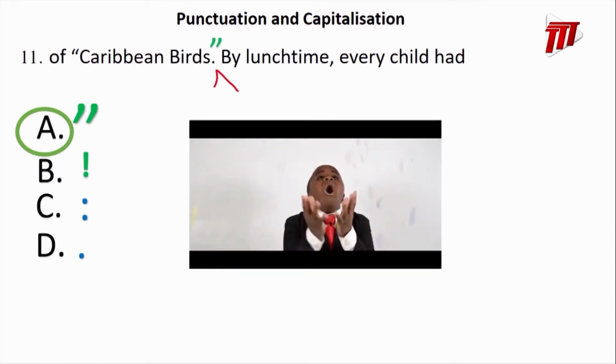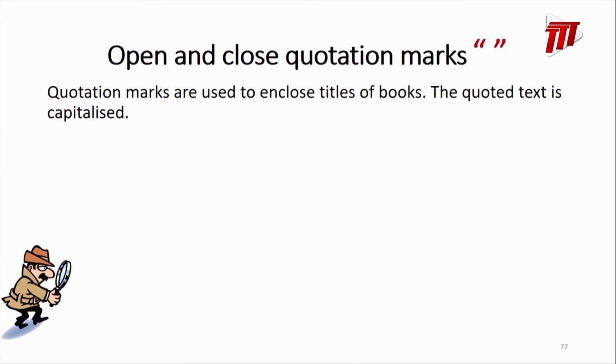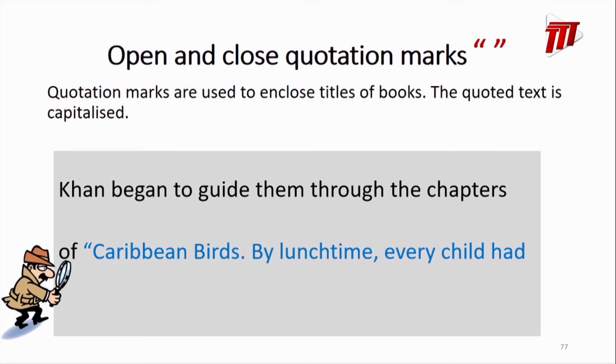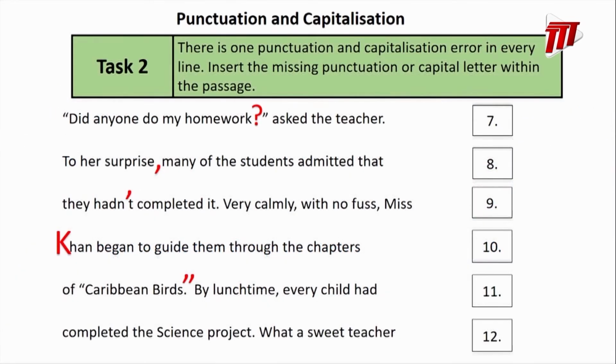So we name them correctly, Caribbean birds, and we give them importance with the open and closed quotation marks. Remember, open and closed quotation marks are used to enclose the title of books, right? And the quoted text is capitalized. Ms. Khan began to guide them through the chapters of Caribbean birds and by lunchtime every child. So we know the name of the chapters is Caribbean birds. The word chapters indicates keywords that the name is following, right? And following that will be our name enclosed in quotation marks. So we put our closed quotation after the punctuation mark, the full stop in this case.